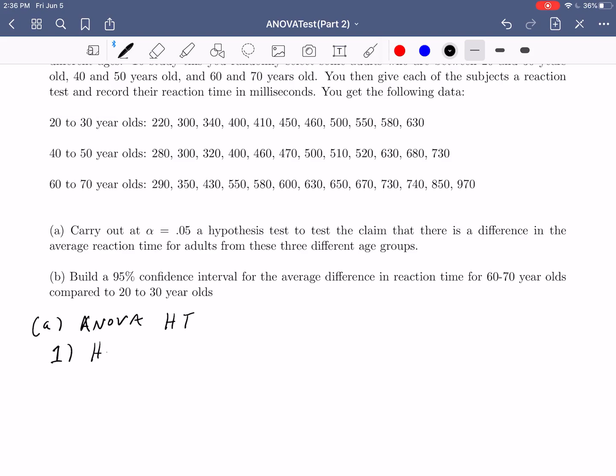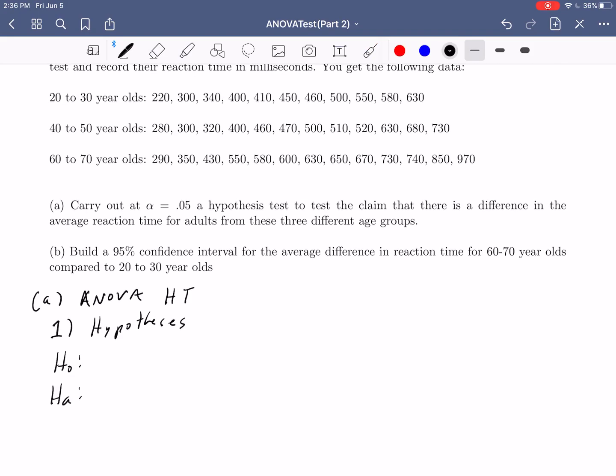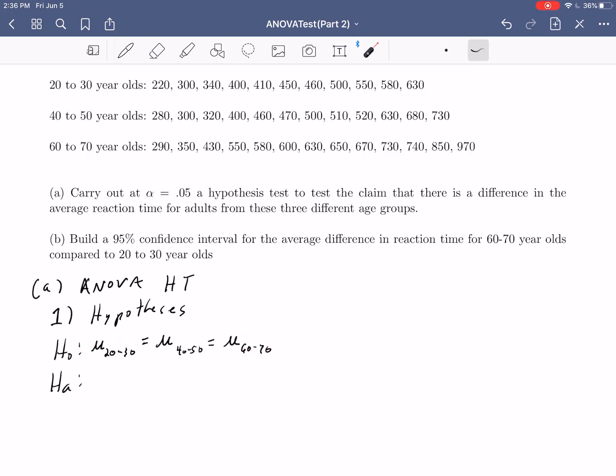So for step 1, we'd like to see what the hypotheses look like. We've got our null and our alternate. We know that for an ANOVA hypothesis test, the null is always that the populations are all going to have the same average. So we'd say that the mu for the 20 to 30-year-olds is equal to the average for the 40 to 50-year-olds is equal to the average for the 60 to 70-year-olds. In other words, our baseline assumption is that our three populations all have the same average.